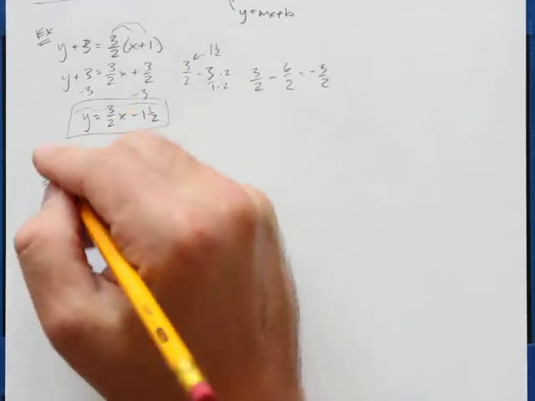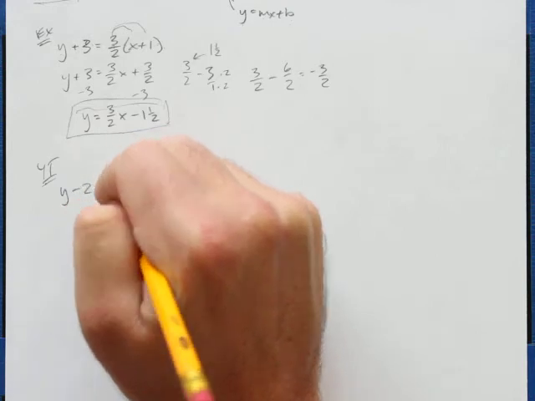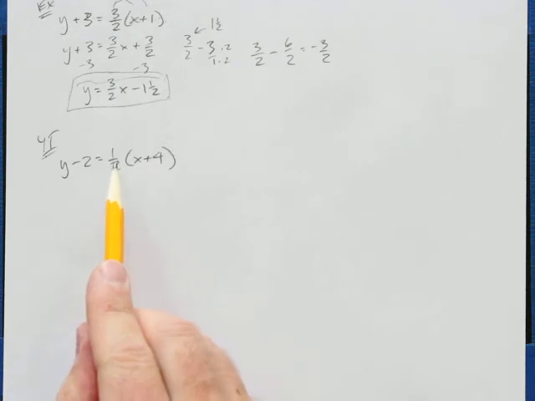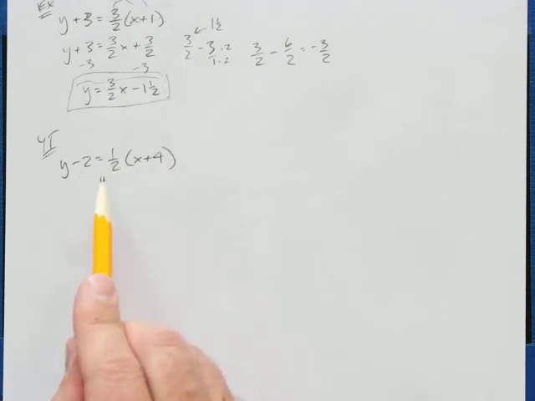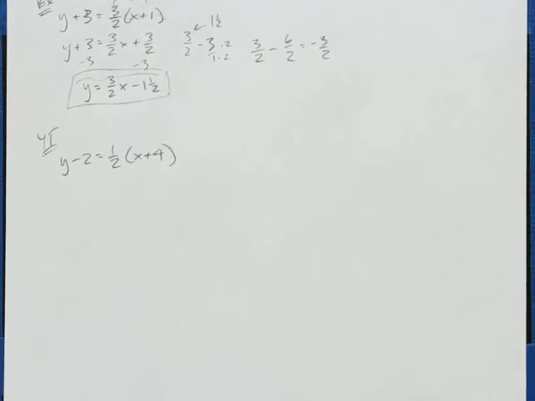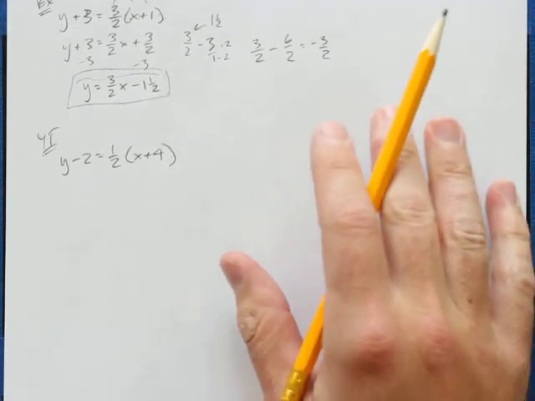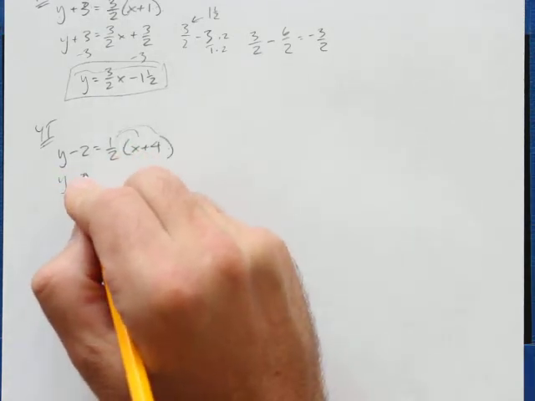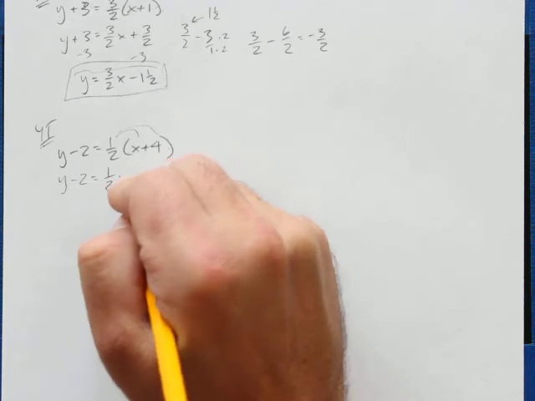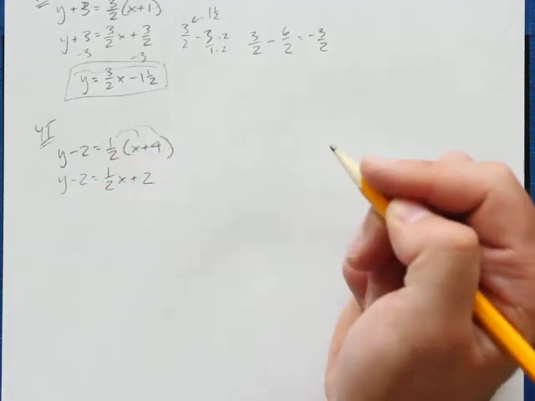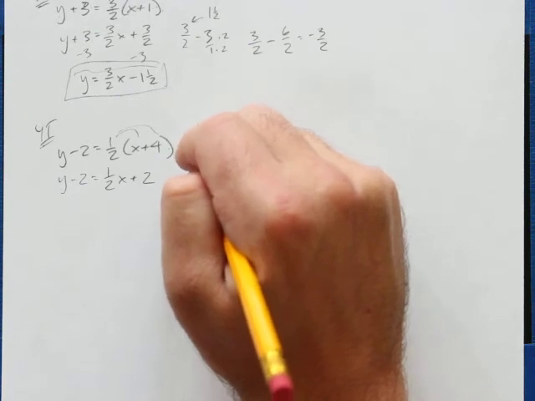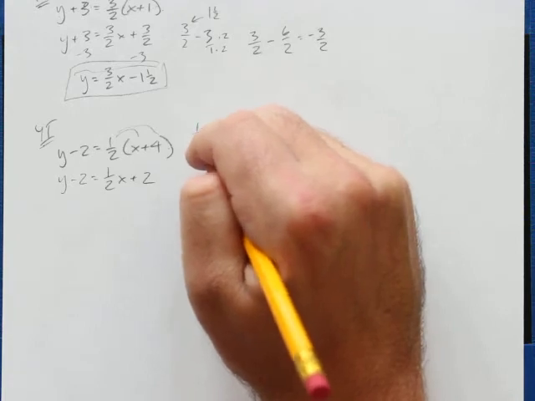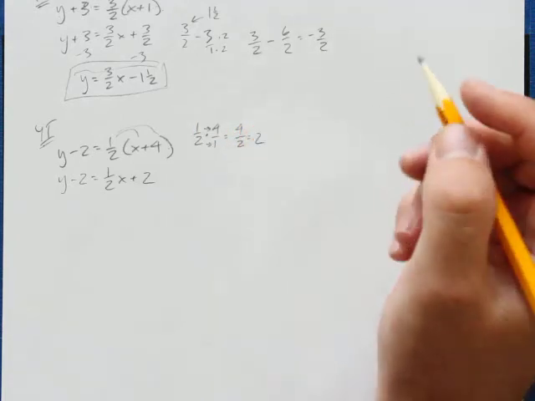So let's have you do one. Y minus 2 equals 1 half times x plus 4. So I'll talk you through it real quick before you get started. Distribute the 1 half, and then add 2 to both sides, and you're all done. Okay? Go. All right, let's see how you did. Distribute the 1 half. Y minus 2 equals 1 half x plus 1 half of 4 is 2, or 1 half times 4 over 1 equals 4 over 2, because I just multiply straight across, and 4 divided by 2 is 2. Okay.